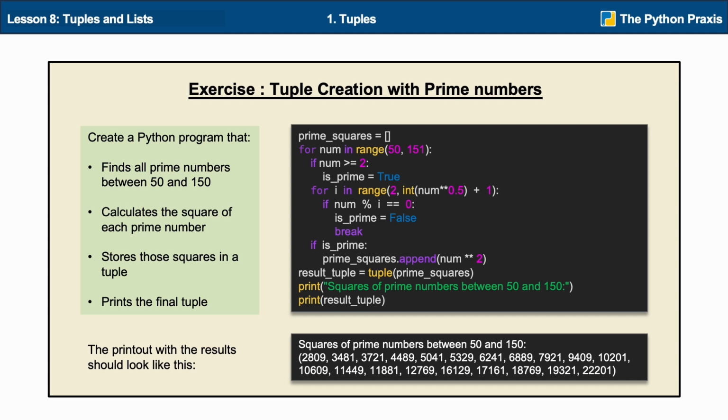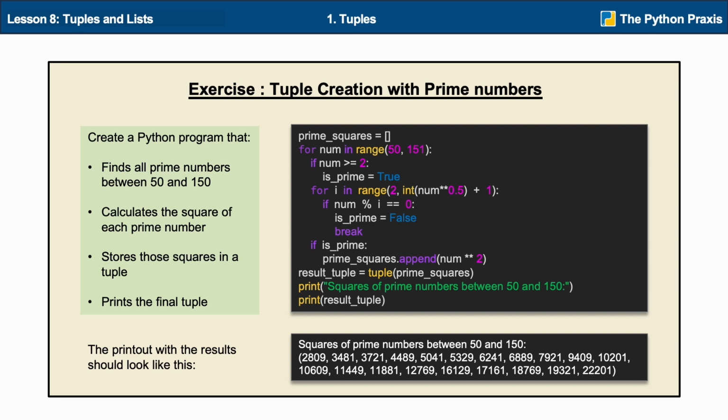Next up we create an inner loop. This inner loop checks all possible divisors of the number, starting from 2 up to the square root of the number plus 1. Why the square root? Because if a number has a factor larger than its square root, the matching smaller factor would have already been checked. This makes our prime check more efficient.